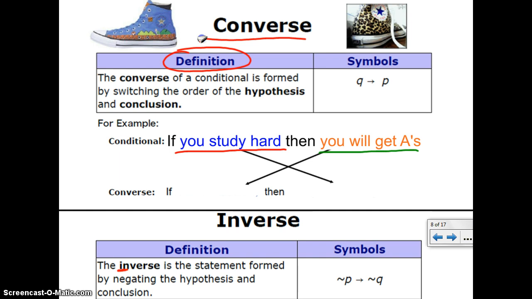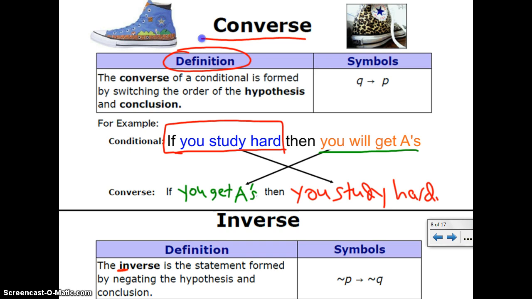So instead, we're going to say if you get A's, so the green's going there, then, oh, whoopsies. See, even Mr. Elizondo makes mistakes with his smart board. Then you study hard. So all it's saying is you take the if part, which is this part right here, and you switch it with the then part. All right, that's all you do. So you just switch those two pieces right there. That's all that converse means.